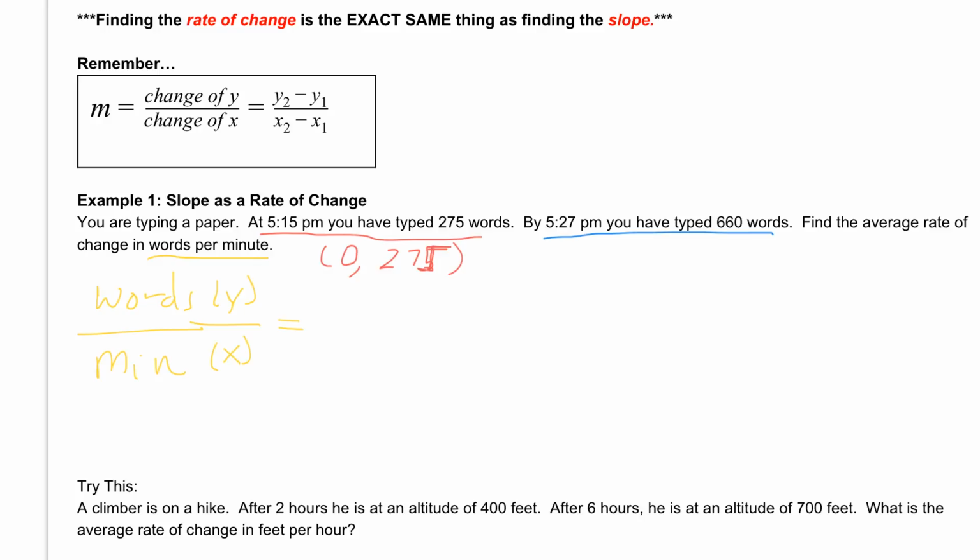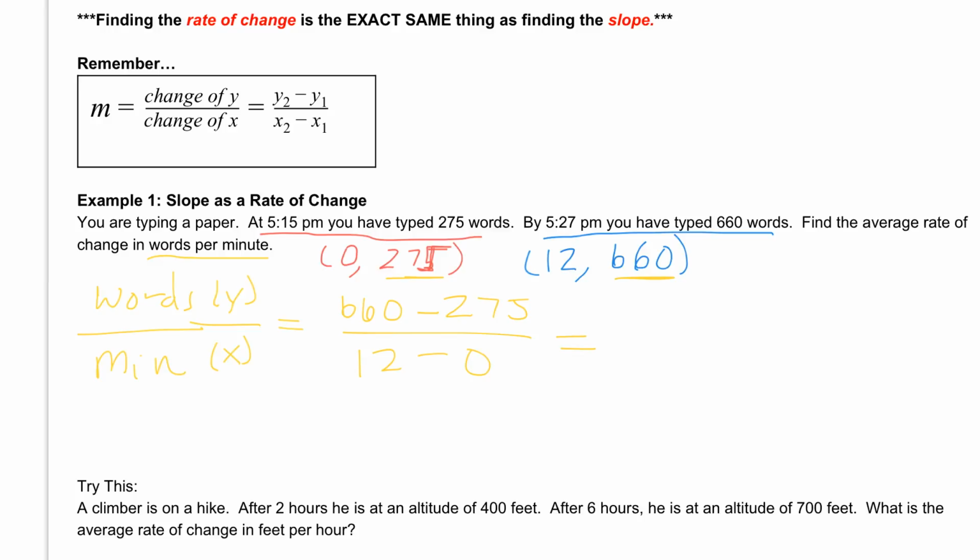Then if we look at our other one, well, if our first original that we were talking about was 5:15, well, what's at 5:27? How many minutes have passed from 5:15 to 5:27? And that would be 12 minutes, which means our x, or our minutes, is 12. And then our words that we've typed is 660. Now that we have our ordered pairs set up, we can go and plug that into our slope formula. So we take the change in our y's, which would be 660 minus 275 on the top, and the change in our x's, which would be 12 minus 0 on the bottom.